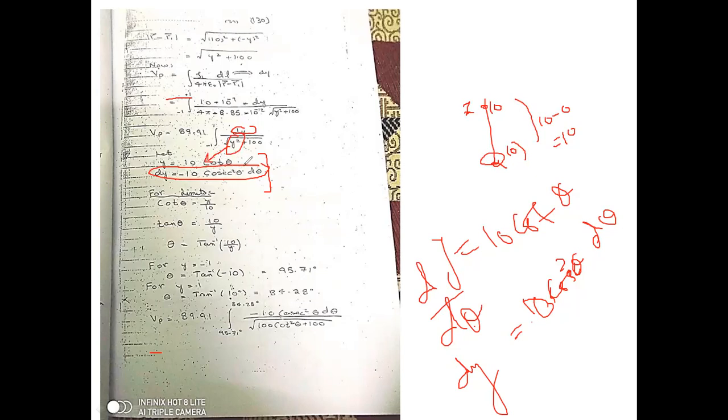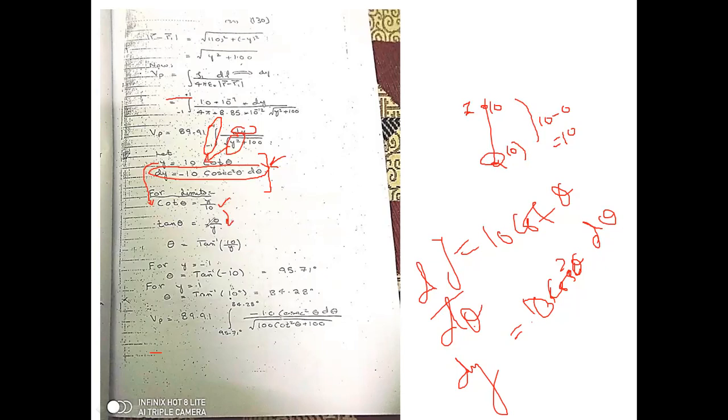Now the limits, because minus 1 and plus 1 are the limits of y, but after introducing theta, the limits will change. So we have to find the limits for theta as well. As we know from this relation, y is equal to 10 cotangent theta, so cotangent theta will be equal to y divided by 10. Inverting, cotangent theta is 1 over tangent theta, so inverting the right side as well, tangent theta will be equal to 10 divided by y.